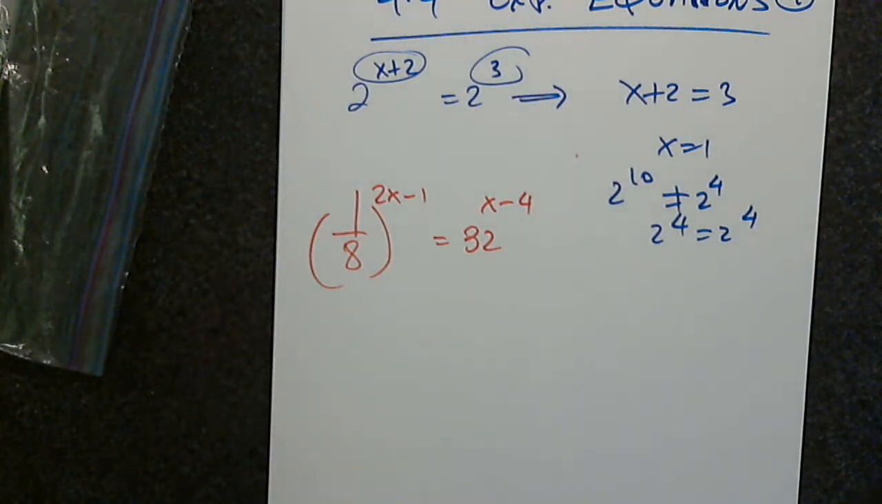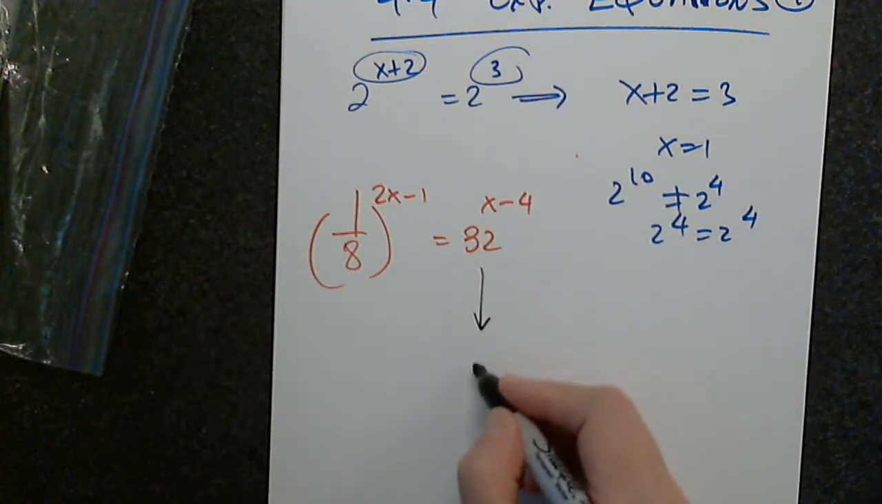This is a different story. I just made it up, so I don't know what we're going to get. But the left-hand side is 1 over 8 raised to a power. The right-hand side is 32. And what I'm hoping for is to present both 1 over 8 and 32 with the same base. Whatever it is, but the same base. That's my hope. And the answer is yes, it's possible.